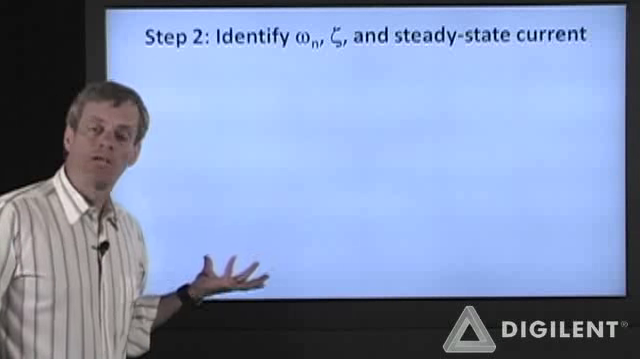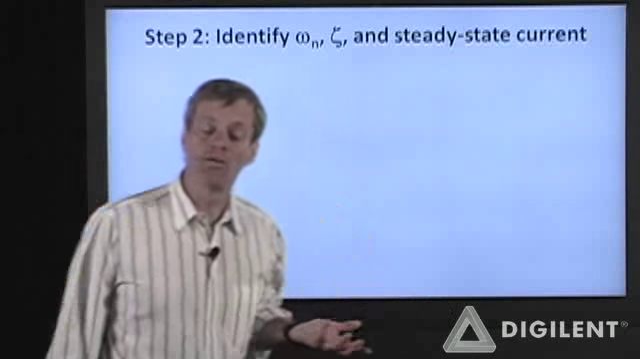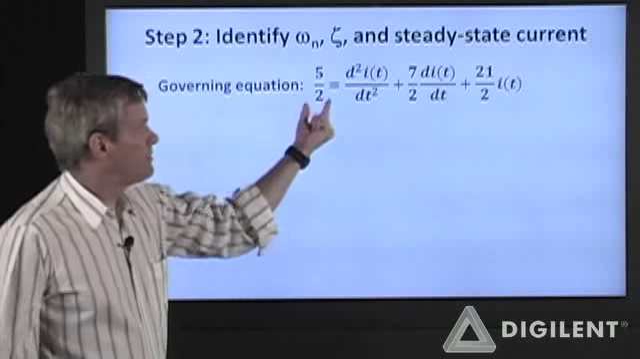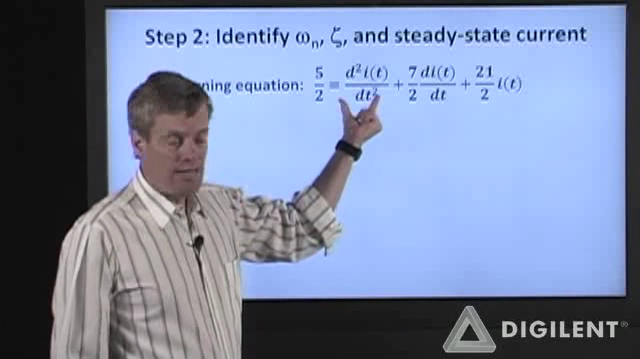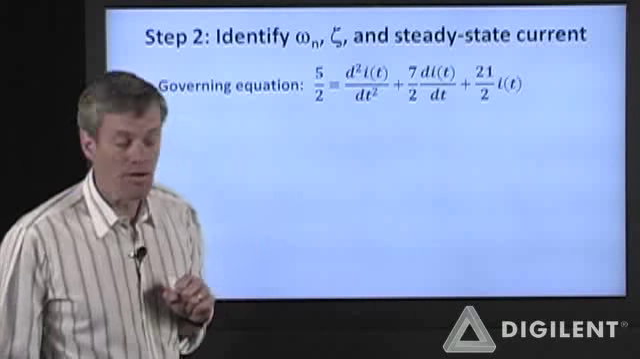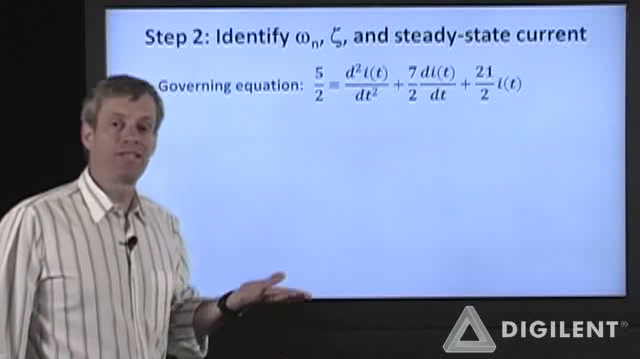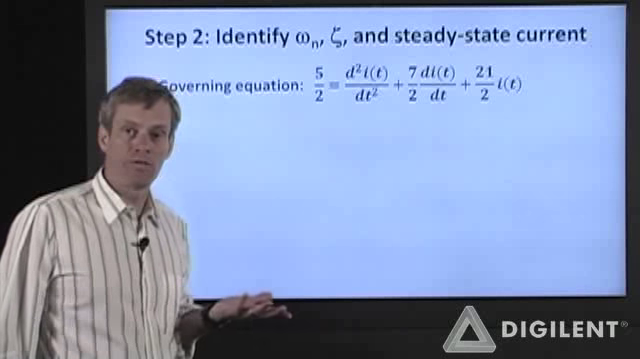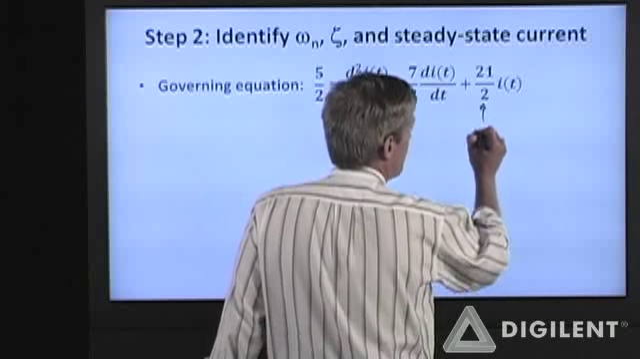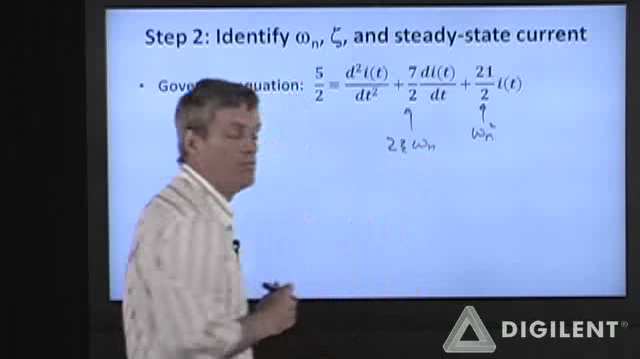Now, from the previous differential equation, we can determine natural frequency, damping ratio, and the steady state value for the current through the resistor. Our governing equation turned out to be 5/2 is equal to d squared I dt squared plus 7/2 dI dt plus 21/2 I of t, where I've taken advantage of the fact that I of t, the current through the resistor, is the same as I sub L of t, which is the current through the inductor. Now, this equation is in our standard form, so this coefficient here is omega n squared, and this coefficient here is 2 zeta omega n.